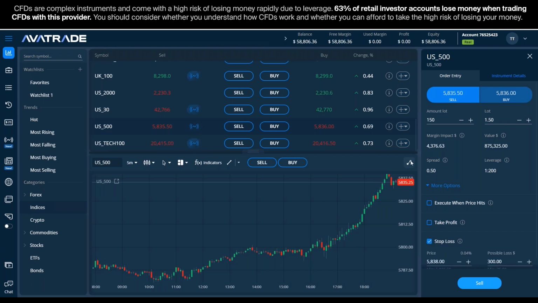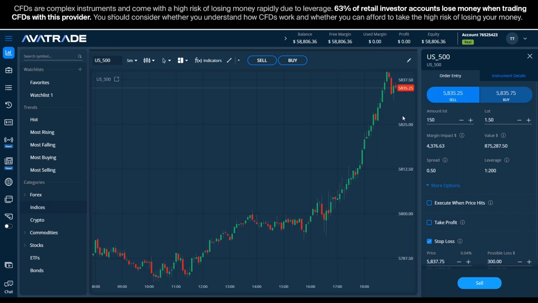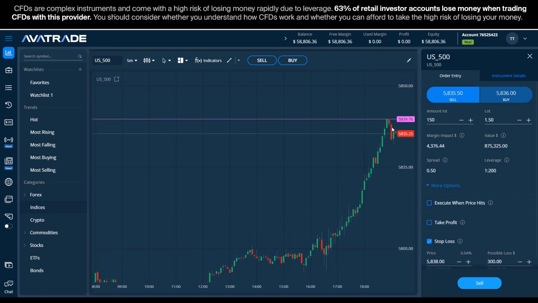And so if I get my stop loss above this high up here, I would just need to be at 58.40 or higher. So let me say 58.45 or 58.50. 58.50. Okay, and take profit.